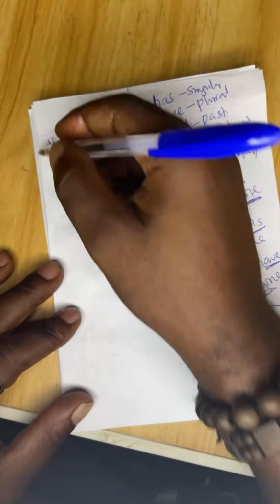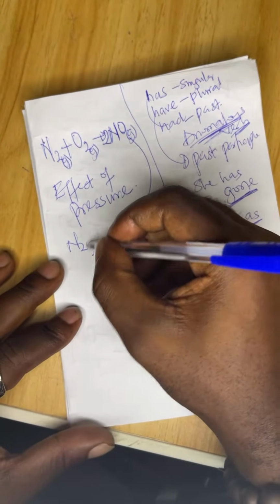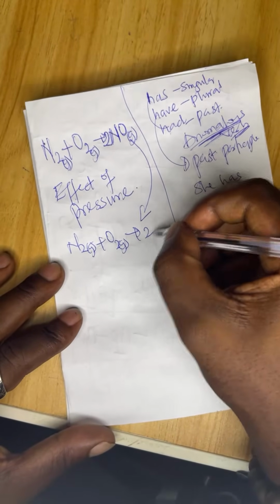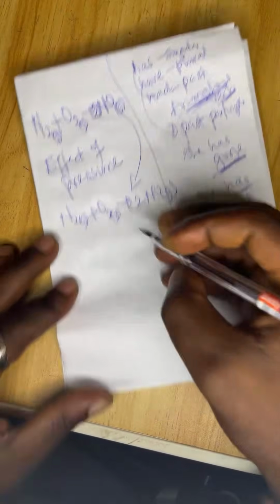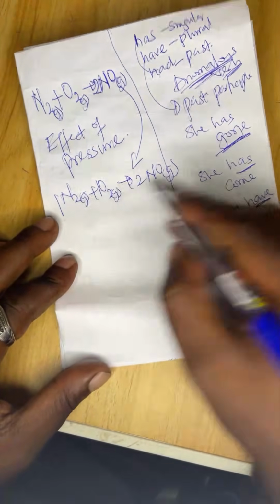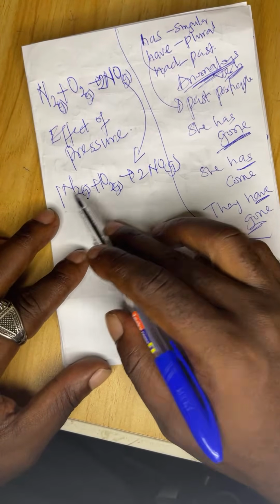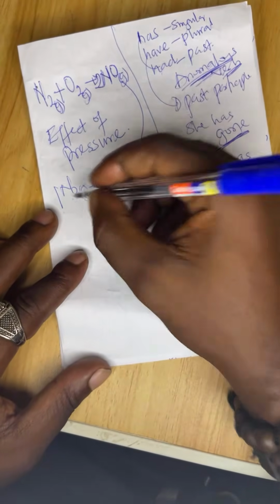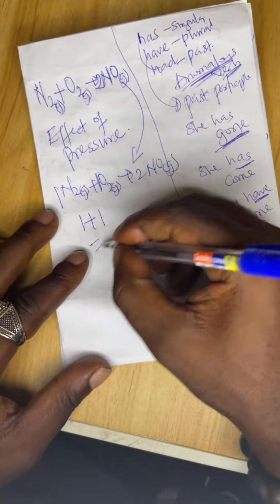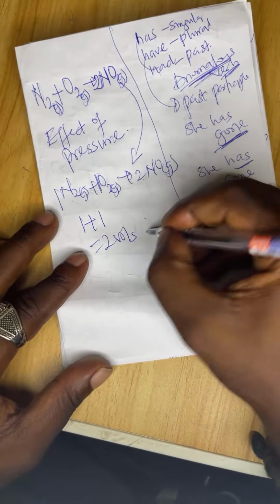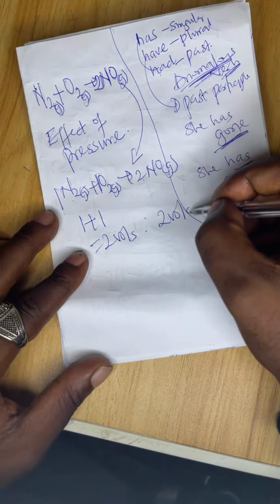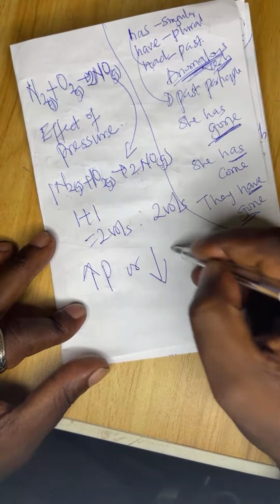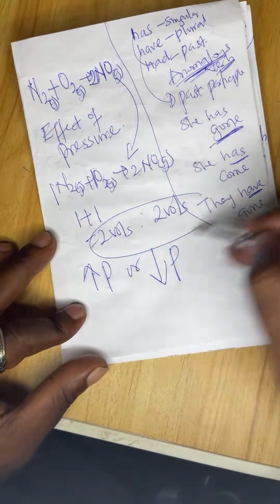Why? Look at it. N2 gas plus O2 gas will give 2NO gas. This is 1 to 1. It is balanced like this because N here is 2, N here is 2. Oxygen is 2, oxygen is 2. So 1 to 1. That means 1 plus 1 equals 2 volumes to give 2 volumes. So regardless of whether you increase pressure or decrease pressure, no effect, because their volumes are the same.